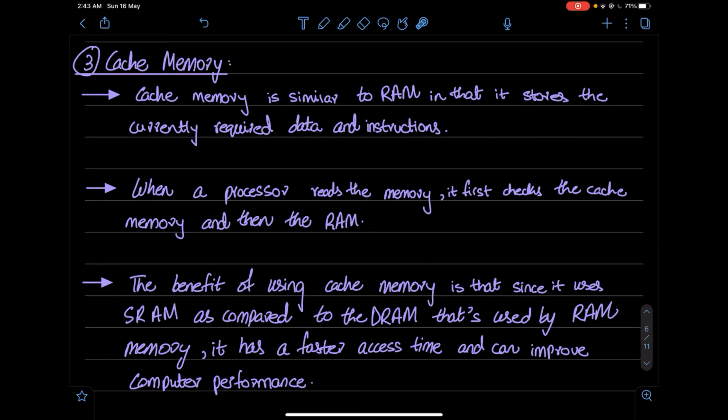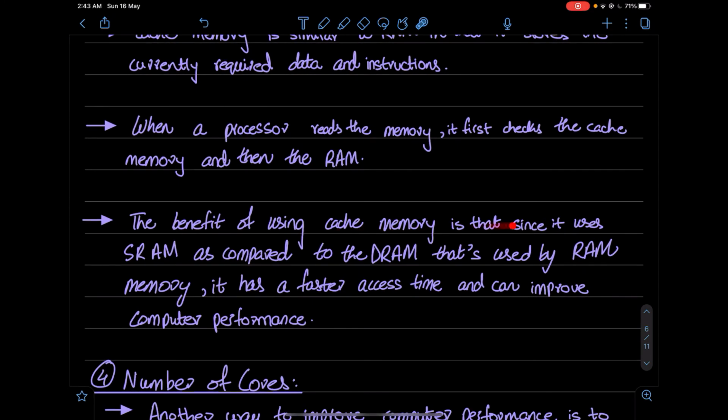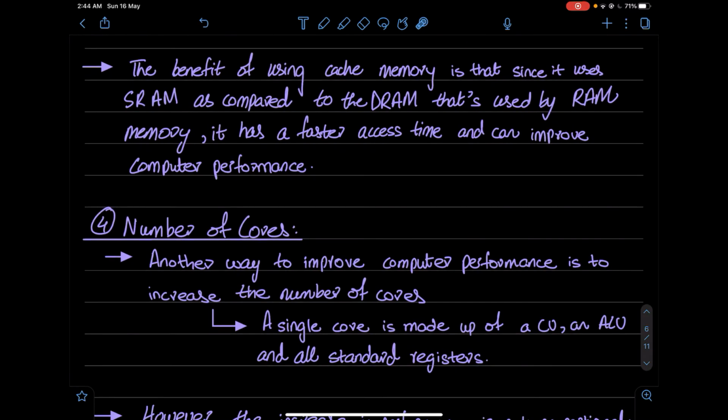When a processor reads the memory, it first checks the cache memory and then the RAM. So you can conclude that the cache memory is even more important than the RAM in the sense that it is faster than the RAM. So the computer usually checks the cache and then checks your RAM, right? The benefit of using cache memory is that it uses SRAM instead of DRAM. SRAM has a much faster access time and it can improve your computer's performance because your computer will fetch the instruction much faster, execute it, and then write it to memory in a much faster manner, right?